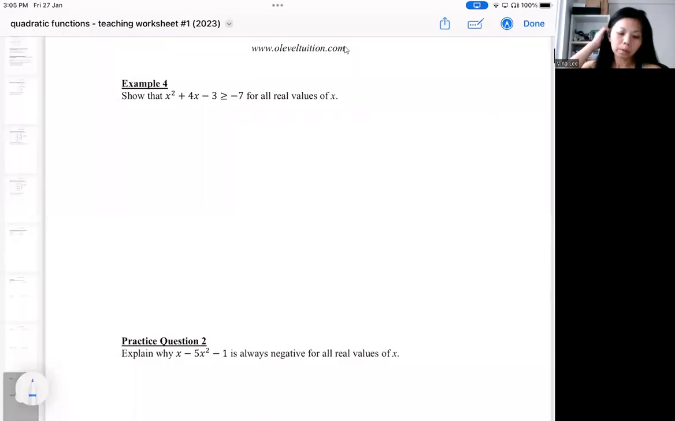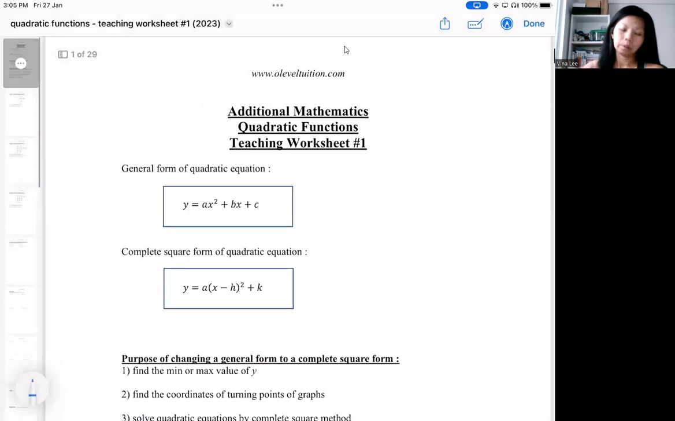Okay, so I'm going to go through example 4. Example 4 is an application of being able to complete the square. So let's try to recap. By the time you hit example 4, you should be able to complete the square properly.